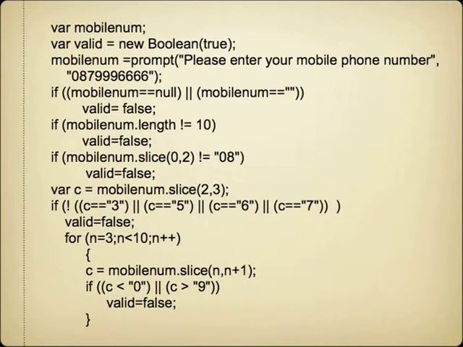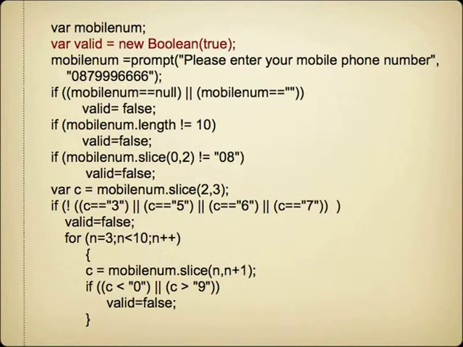So let's look here now at this JavaScript code that validates an Irish mobile phone number. We start off by declaring the variable mobile num, and that's going to hold the number input by the user. We have a variable valid that we're going to use to store a Boolean variable that tells us whether the number is valid or not. In this line, we're creating the new Boolean variable and we're assigning it a default value of true. So without doing anything else, this variable valid will be true.